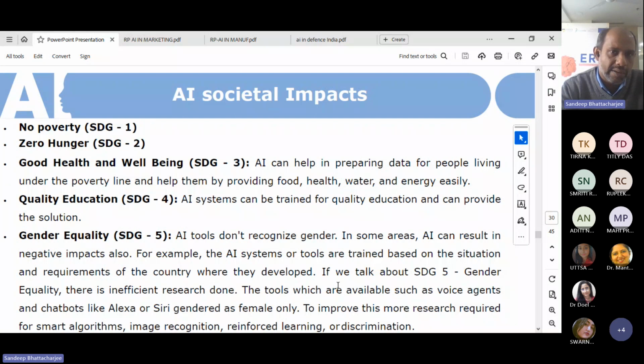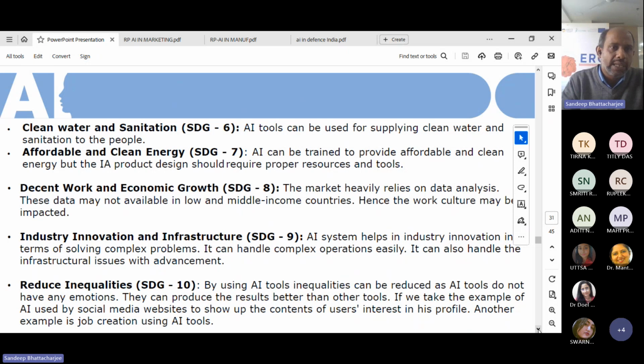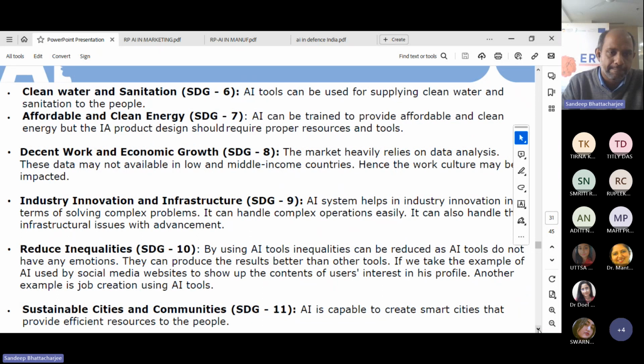So social impacts, as I already mentioned, number one, all governments, they have this goal, no poverty. That is first SDG goal. Second, zero hunger. Third, good health and well-being. Fourth, quality education. Fifth, gender equality. Okay, so all these are goals led by United Nations. Then you have got clean water and sanitation, affordable and clean energy, decent work and economic growth, industry innovation and infrastructure. So innovation should be continuous. It should never stop. Reduce inequalities. So creating tools by which you can reduce inequalities among the current population.